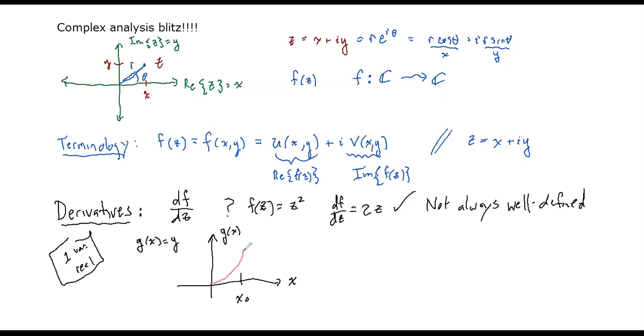So I could have a piecewise defined function, of course, that doesn't really satisfy this. So dg/dx evaluated at x equals x naught doesn't exist because the left limit and the right limit are different. So that's the usual meaning of not having a well-defined derivative. That's what we're talking about here. What's the problem with porting this into the complex plane?